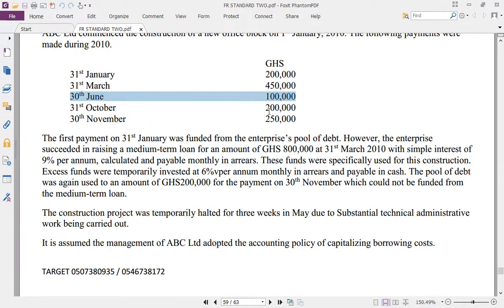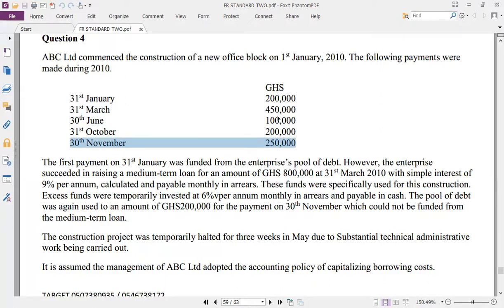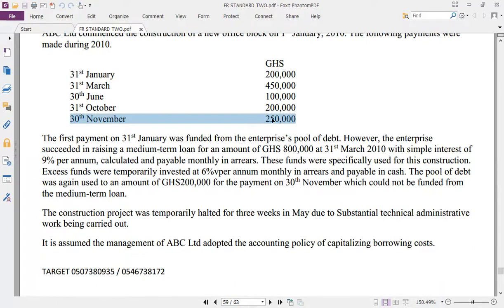Fine. October they spent 200. Okay, so left with what? 50. And that 50,000, they added a pool of fund of 200 to it, and they spend that money on what? 30th November. Take note. And they spend that money on 30th November. Good. Okay. Now that is the meaning.